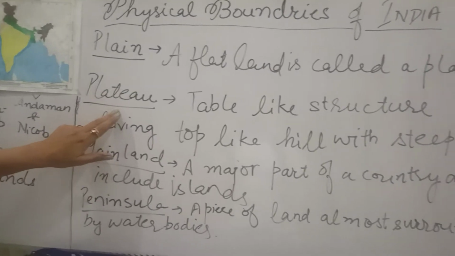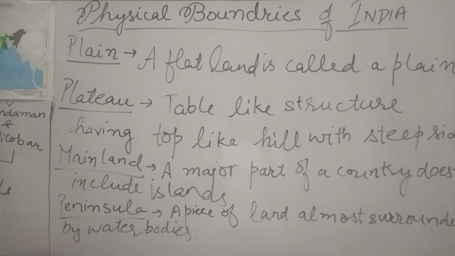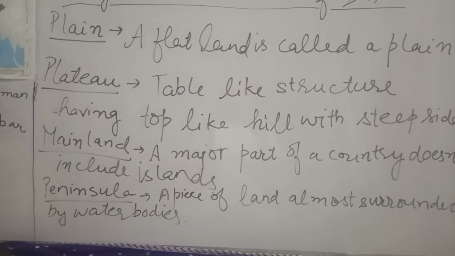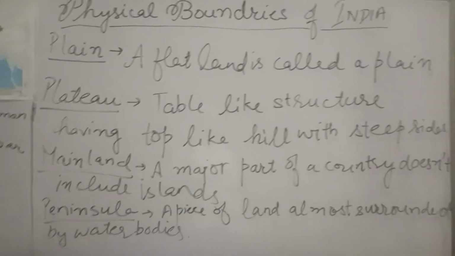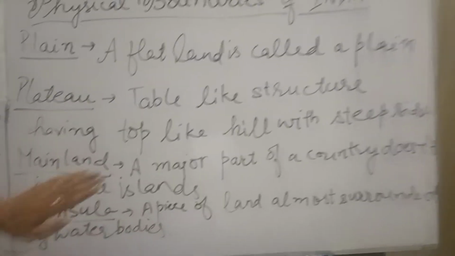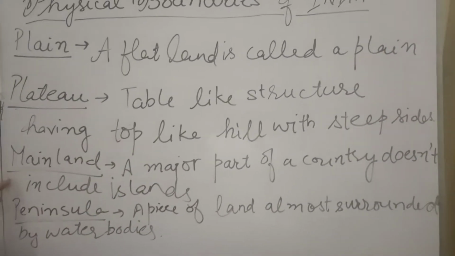Next, plateaus. What is a plateau? A table-like structure having a top like a hill, मतलब with steep sides. Means उसका जो top होगा वो hill की तरह होगा और side बहुत तीखी होंगी. That means steep sides.